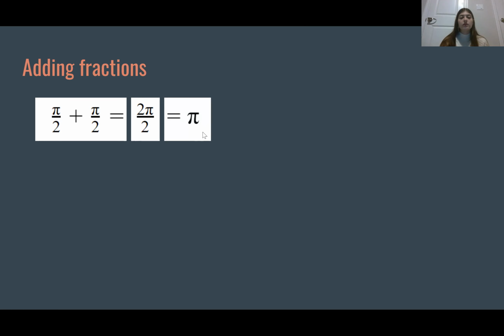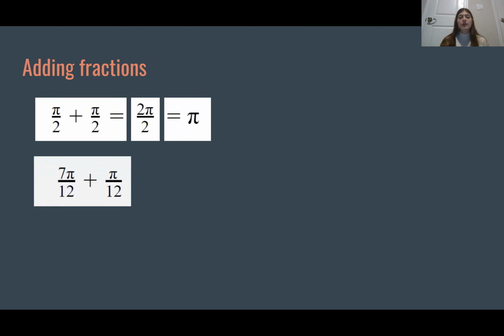So think about it this way. You've got half a pi plus half a pi, so that's 1 full pi. Yeah? Let's keep going. Let's try a different example. Here we've got 7 pi over 12 plus pi over 12.